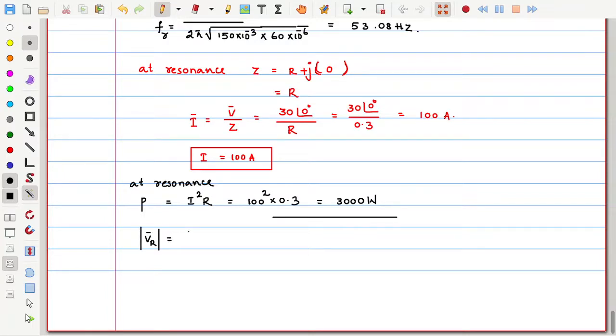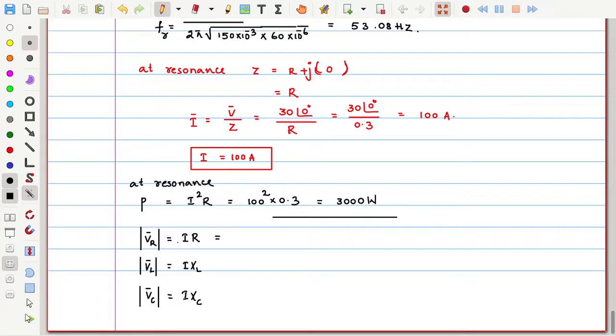How much is VR magnitude? Current magnitude into R. If you refer back to the series RLC circuit, you can check what VR is and how much its magnitude is: I into R. Similarly, how much is VL magnitude? I into XL. If you want VC magnitude, how much is it? I into XC. Just refer back to the previous class. You will get all these equations, the magnitudes of VR, VL, VC.